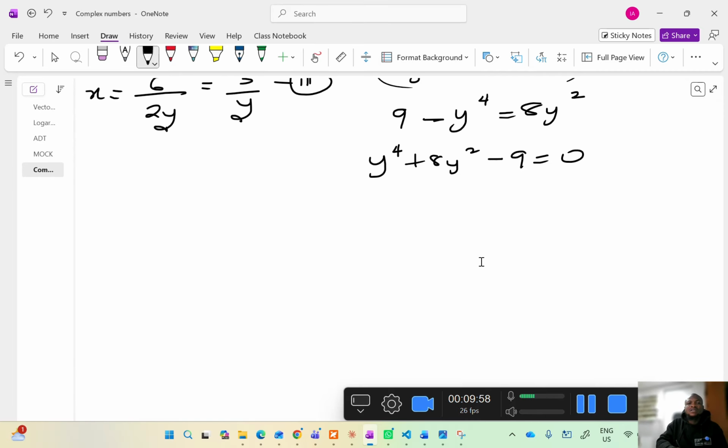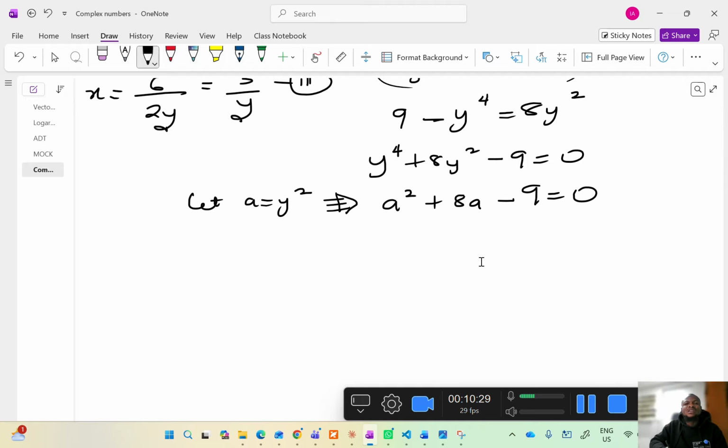You can write, let a equal y squared. That will be very easy for you to solve. But don't forget, when you are solving in terms of a, the value of a is equal to y squared. So this can be expressed as y raised to power 4 is now a squared, plus 8a, because a is y squared, minus 9 is equal to 0. Then you can easily solve this as a quadratic equation.